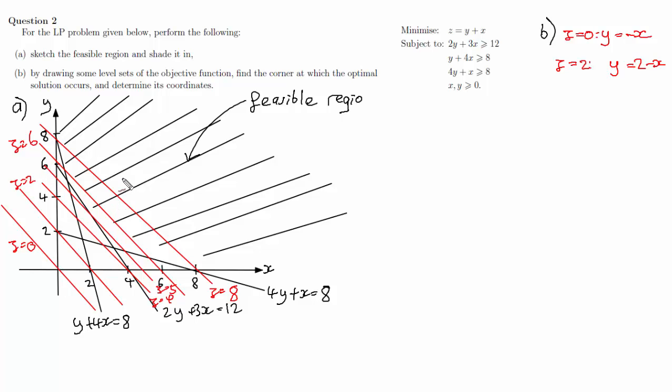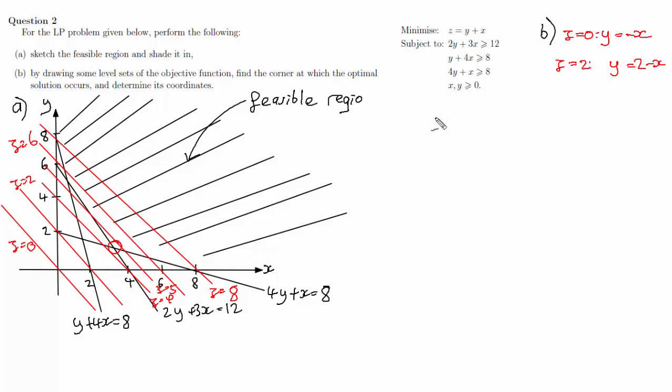Since we're minimizing z, we want to move in this direction. And we will find the last remaining point in the feasible region, which falls between this line and this line, and that's this point here. Nice and clear. Now we can't immediately see what the coordinates are, so we'll need to see at what point this line and this line meet.